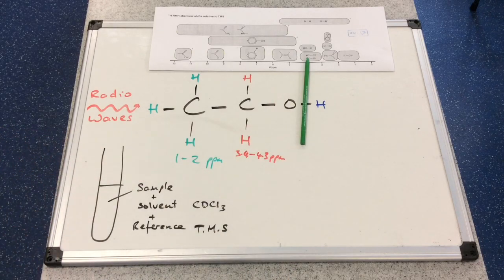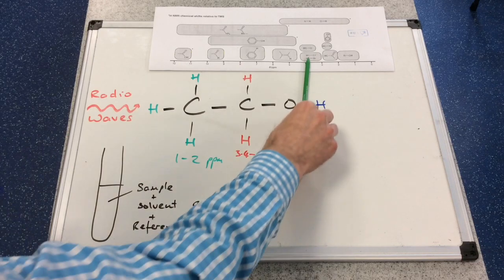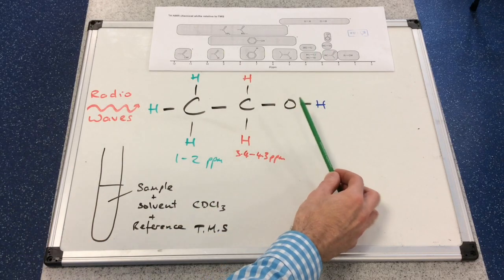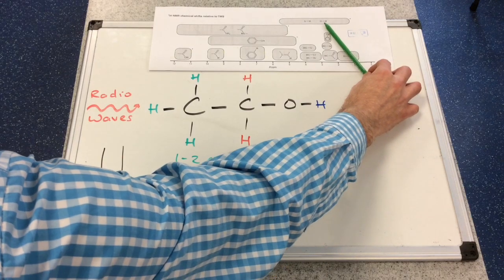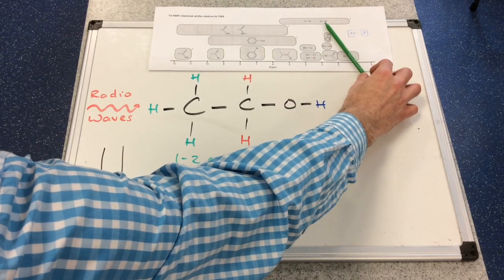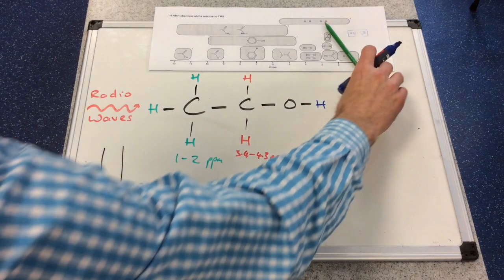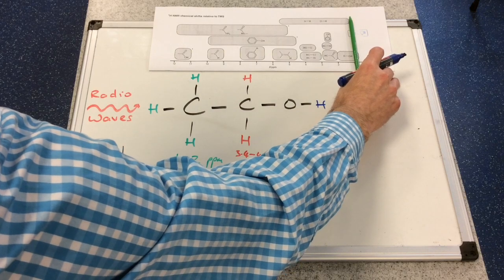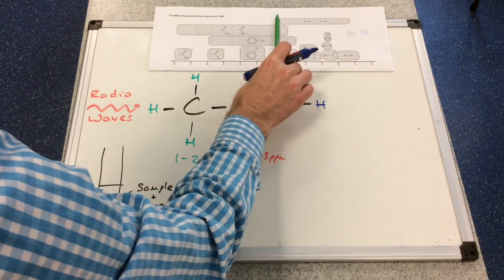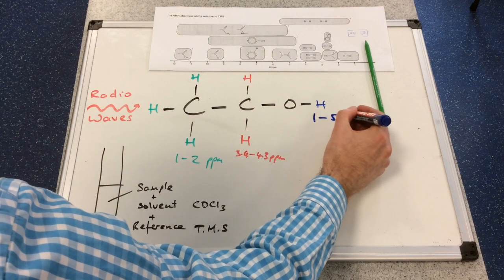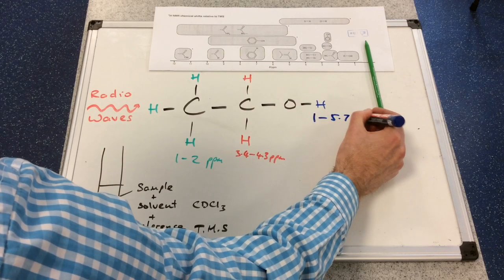And then the blue proton is a hydrogen singly bonded to an oxygen, so that's obviously here. We've got a very broad range here, and I'll talk about OH protons in another video. So we've got a very broad range which is between 1 and just below 6, so we'll go 1 to 5.7 ppm.